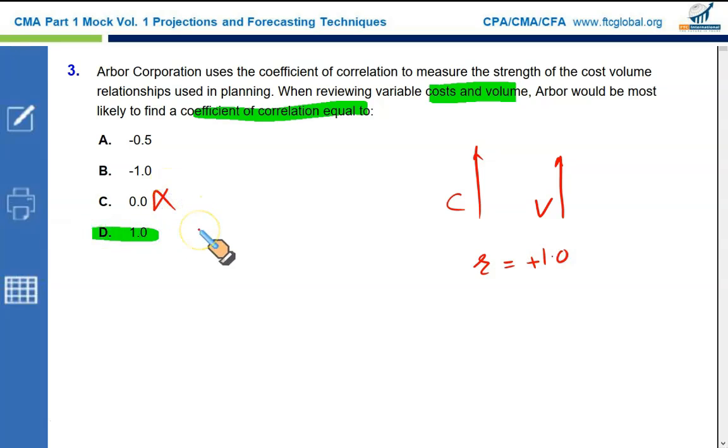0 would mean no correlation between these two, but there is a strong positive correlation. Negative means a perfectly negative correlation, and then of course that's not the case, and not A as well. D is the right option.